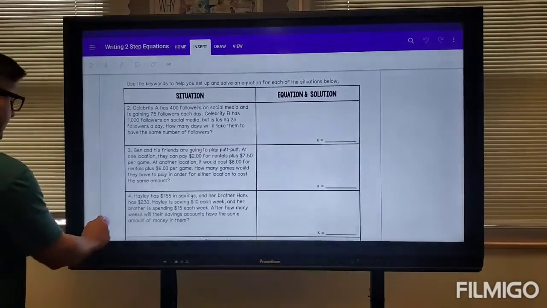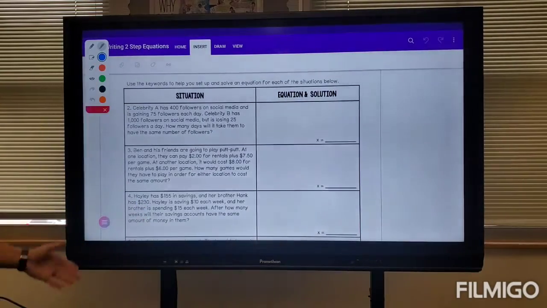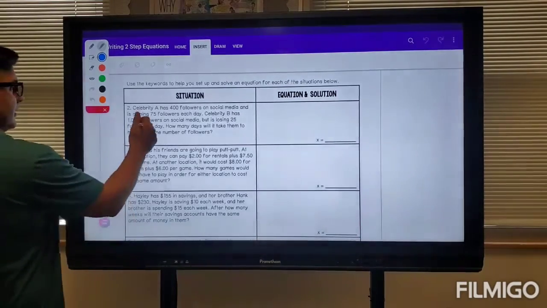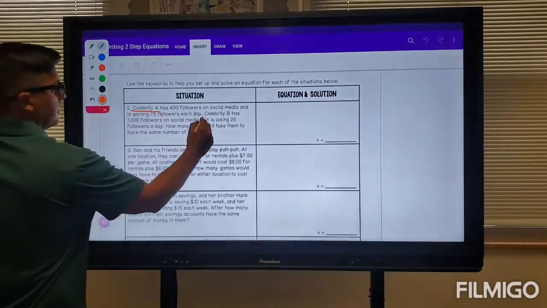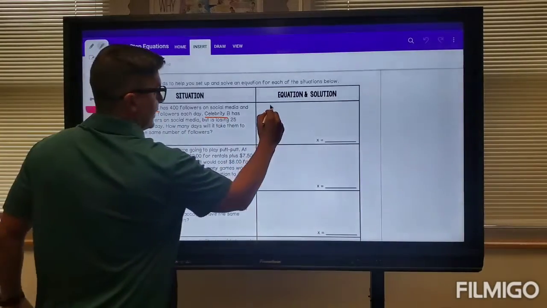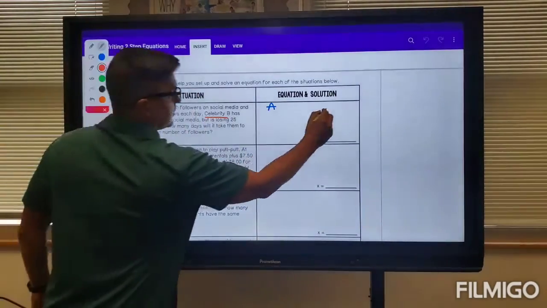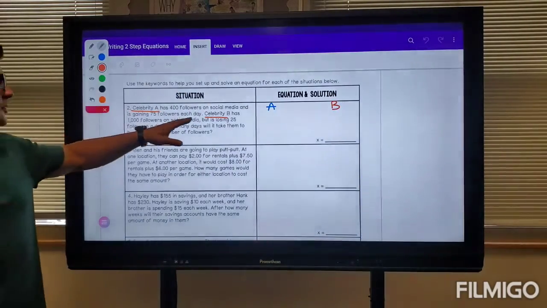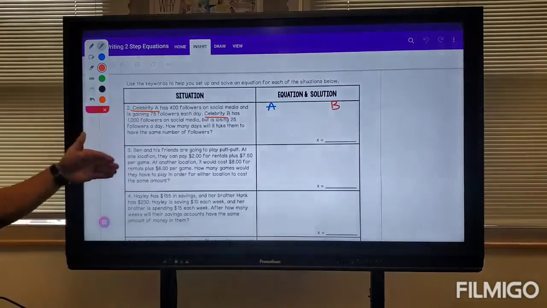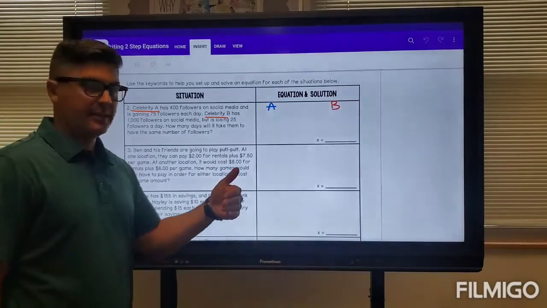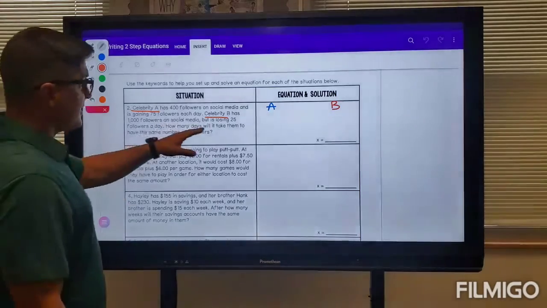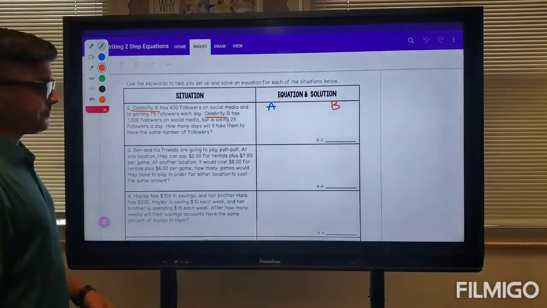Okay, so on the back, let's see if we can go ahead and set up these equations. So we have celebrity A and celebrity B. Celebrity A has 400 followers on social media and is gaining 75 followers each and every day. Celebrity B has 1,000 followers but is losing 25 followers a day.